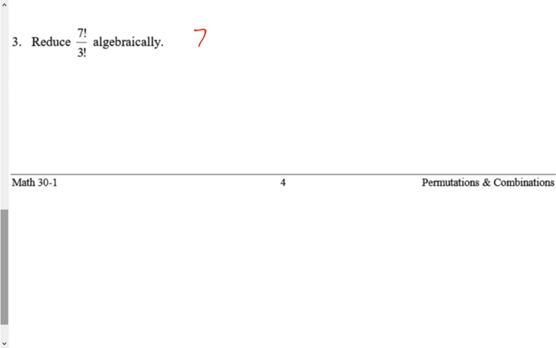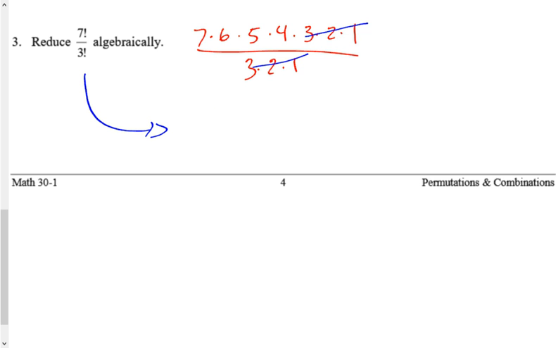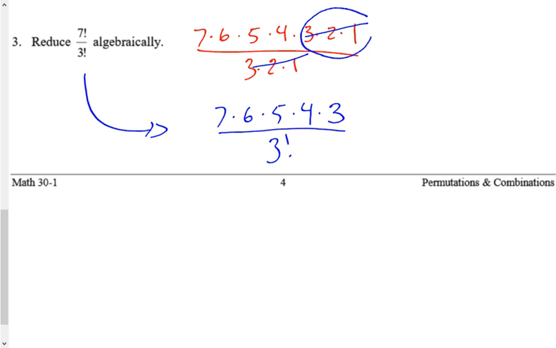7 factorial is 7 times 6, 5, 4, 3, 2, 1. 3 factorial, 3 times 2 times 1. Ooh, isn't this exciting? What cancels out? Oh, this and that. But the point of this question is that we can actually abbreviate this. What I could do is say that this 7 factorial over 3 factorial is 7 times 6 times 5 times 4 times 3. But notice down here I had a 3 factorial in the denominator. And I could summarize that 3 times 2 times 1 as a 3 factorial.